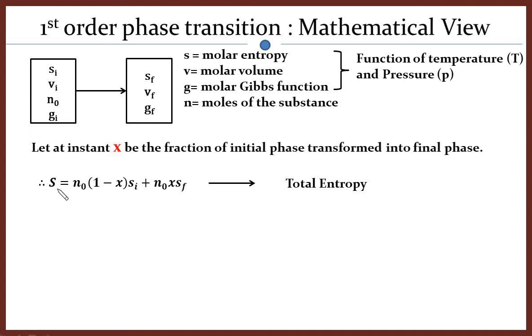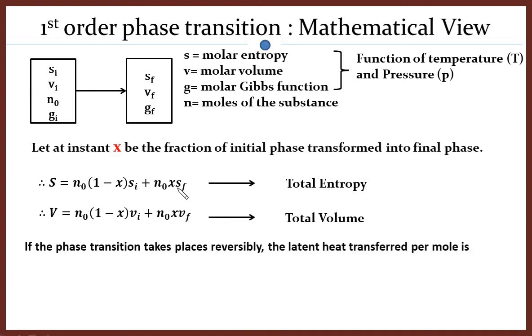The total entropy of the entire system is given by S equals N naught (1 minus X) Si plus N naught X Sf. Why 1 minus X? Because X fraction is converted, so we are still left with a 1 minus X fraction. And S is molar entropy, therefore we need to multiply by the number of moles. This is the total entropy. In a similar way, we can write the total volume. Now, suppose this phase transition takes place reversibly. And as the phase transition takes place, there must be heat absorbed associated with it.